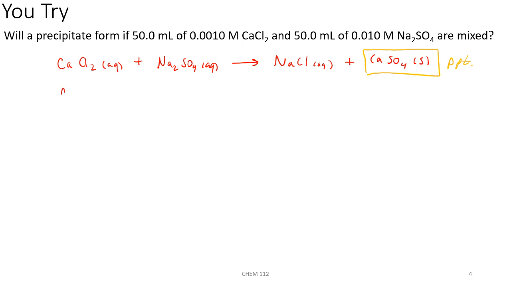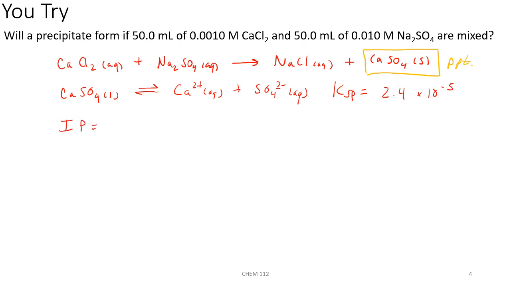So we want to write the dissociation of our solid calcium sulfate into its ions. We'll have aqueous calcium ions plus sulfate ions. The KSP for this dissociation is equal to 2.4 times 10 to the negative fifth. We're going to want to figure out what the ion product is, and that would be the concentration of calcium ions times the concentration of sulfate ions.